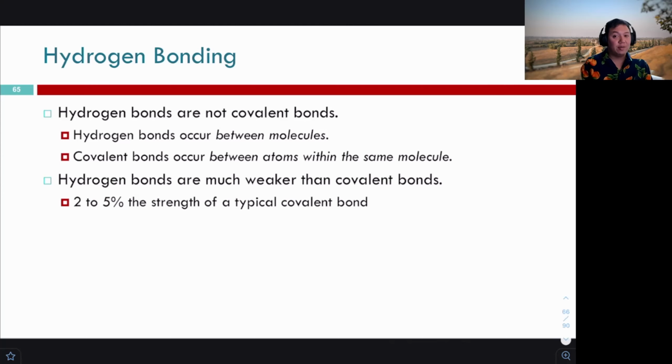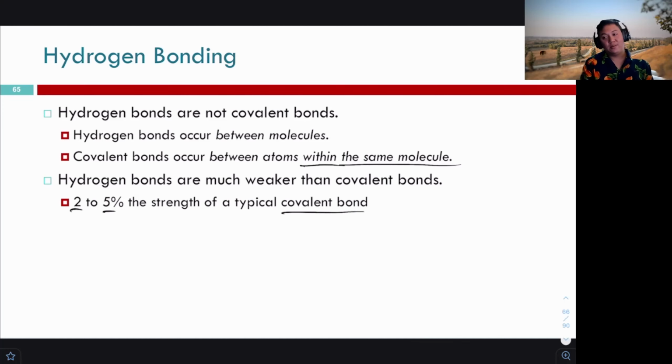It's still much, much weaker than an actual bond inside of a molecule. So hydrogen bonds occur between separate molecules. It's an intermolecular force, so it's going between two different molecules. Covalent bonds occur between atoms within the same molecule. So covalent is within the same molecule. And even though hydrogen bonds are very strong, they're still only 2 to 5% the strength of a typical covalent bond. Right, so 50 to 20 times stronger. Covalent bonds are 50 to 20 times stronger than a hydrogen bond.